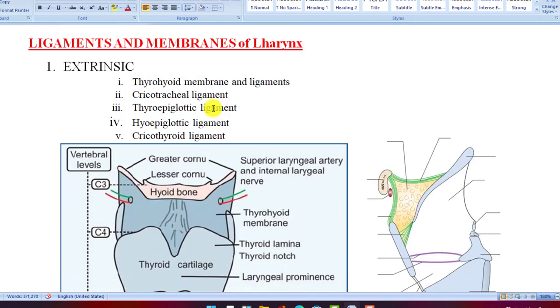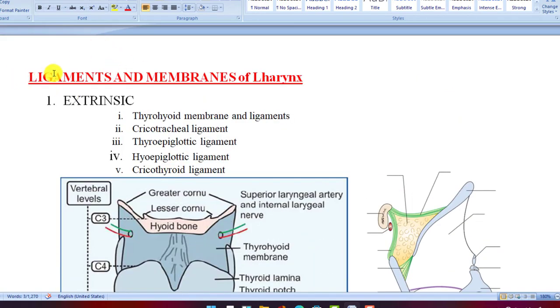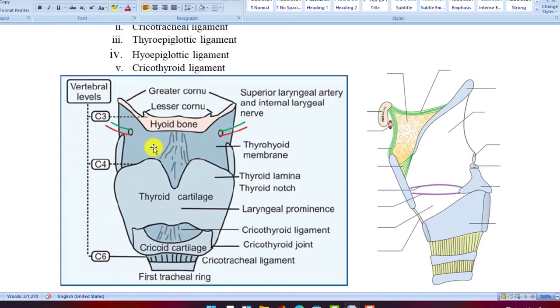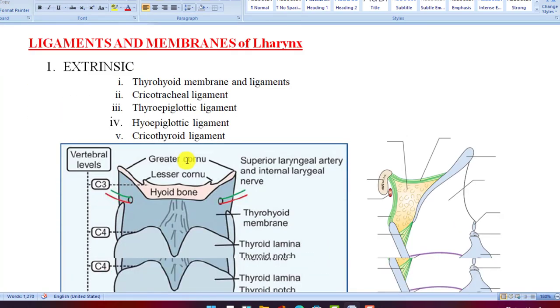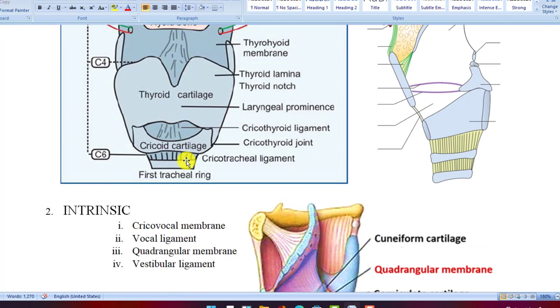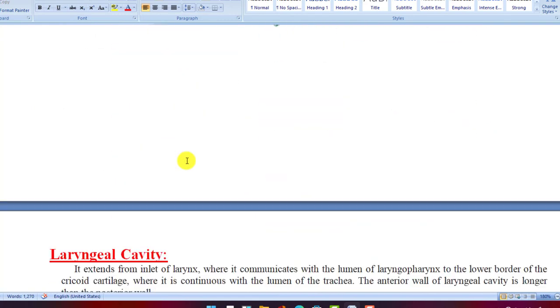Right? So what did we discuss? We discussed the ligaments of the larynx, right? So extrinsic ligaments are 5 in number, intrinsic ligaments total 4, but we can also see that they are double. So this lecture was about the ligaments of the larynx.